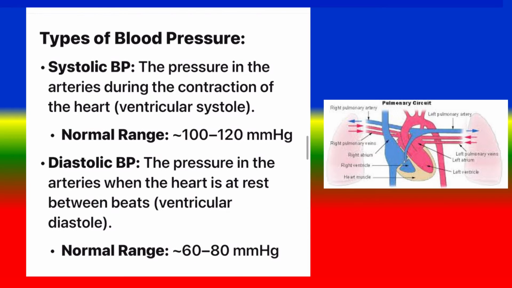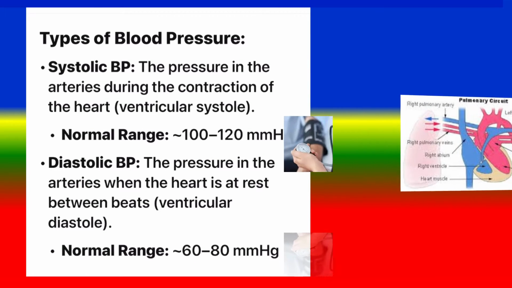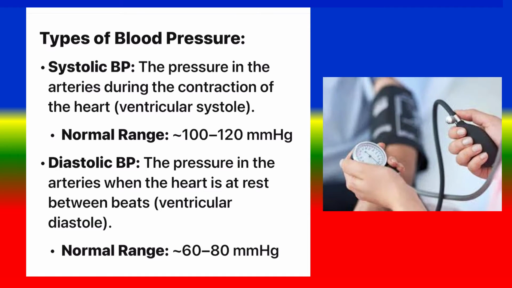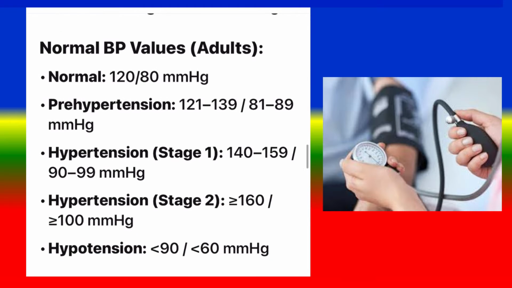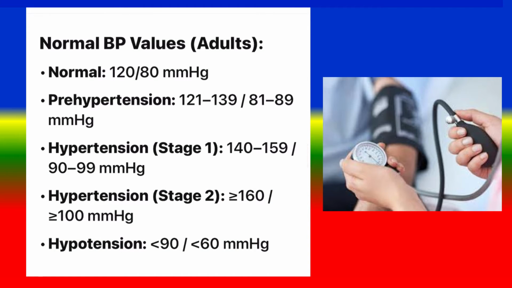Types of blood pressure. Systolic BP: the pressure in the arteries during the contraction of the heart, ventricular systole. Normal range, 100 to 120 mmHg. Diastolic BP: the pressure in the arteries when the heart is at rest between beats, ventricular diastole. Normal range, 60 to 80. Normal BP values, adults, normal, 120/80 mmHg.